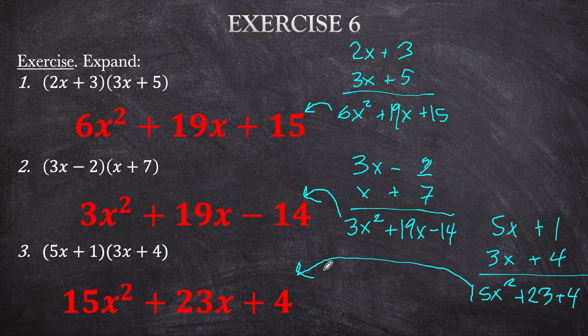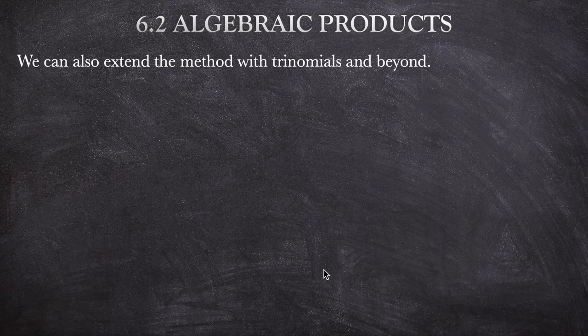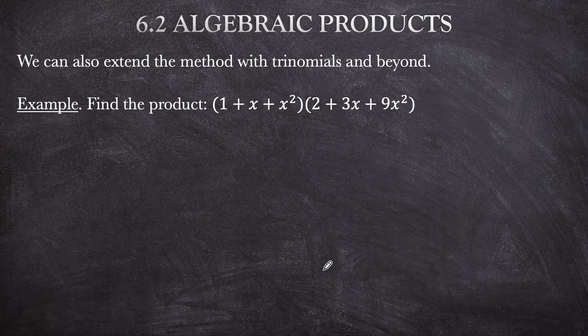Okay. Now, this is the last part of our exercise. What I'm going to do is show you one application, extending this to trinomials and beyond. I don't have enough space, but I can try to apply this. Remember our 3-digit method? We're going to apply it here. We're going to multiply the quantity 1 plus x squared times the quantity 2 plus 3x plus 9x squared.